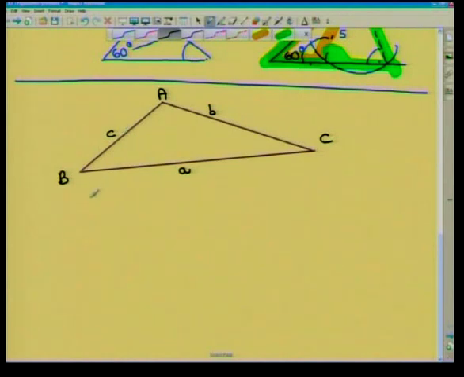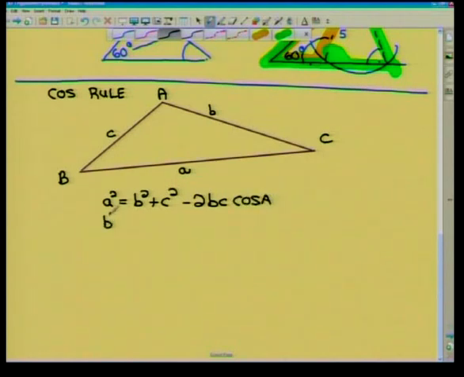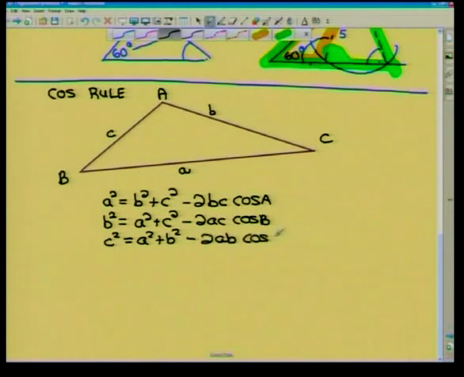Now, cos rule says the following. So let's write here cos rule so we know what we're doing. It says a squared equals b squared plus c squared minus 2bc cos A. Or it could say b squared equals a squared plus c squared minus 2ac cos B. Or it can say c squared equals a squared plus b squared minus 2ab cos C.